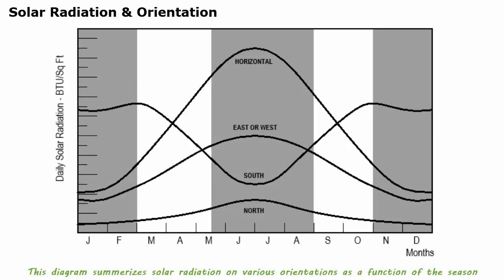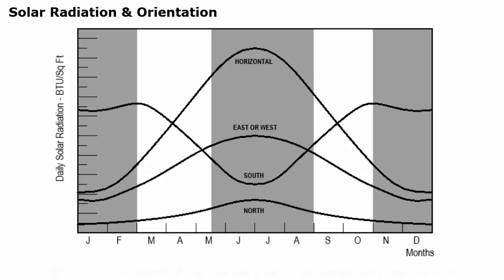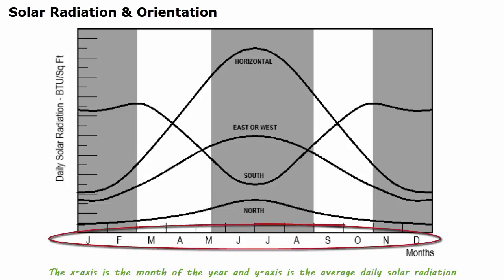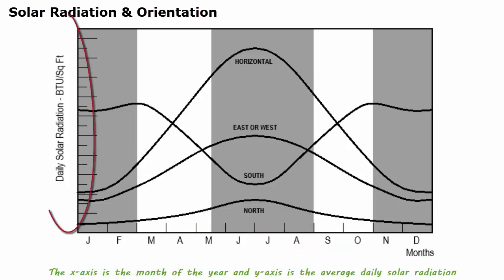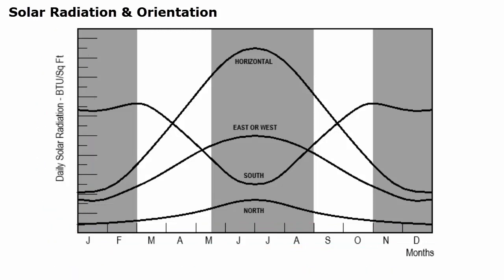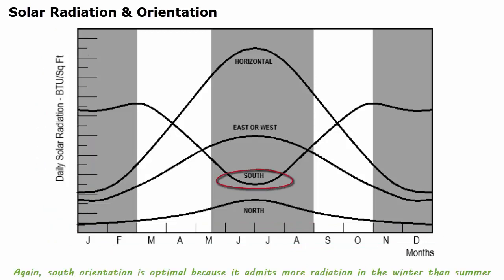This diagram summarizes solar radiation on various orientations as a function of the season. The x-axis is the month of the year, and the y-axis is the average daily solar radiation. Again, south orientation is optimum because it receives more radiation in the winter than in the summer.